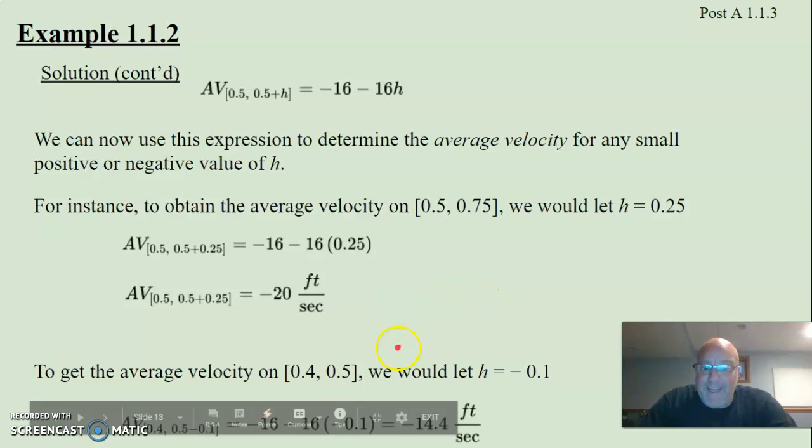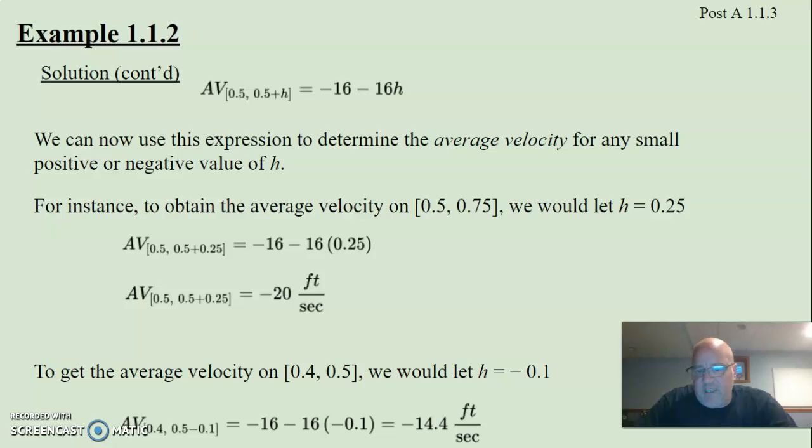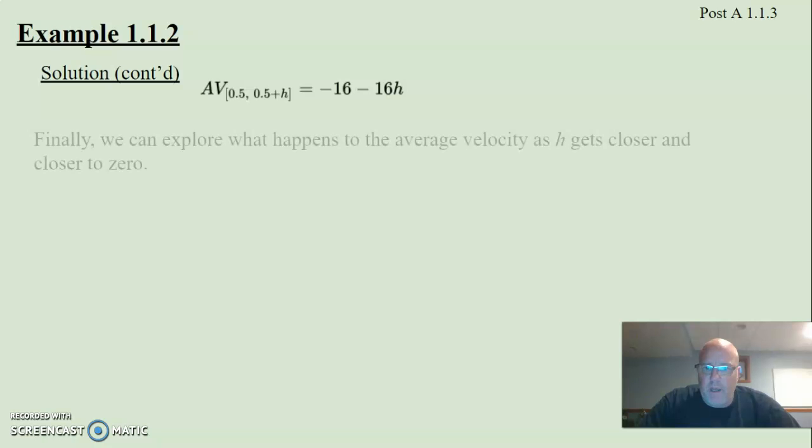So now when I plug in negative 0.1 for h, that's going to go away in a second. Then I get negative 16 minus 16 times negative 0.1, which gives me negative 14.4 feet per second. And we know that the negative is a good thing. We've talked about this, that means the ball is falling. We expected to get a negative average velocity because we knew in the example that they talked about a ball falling.